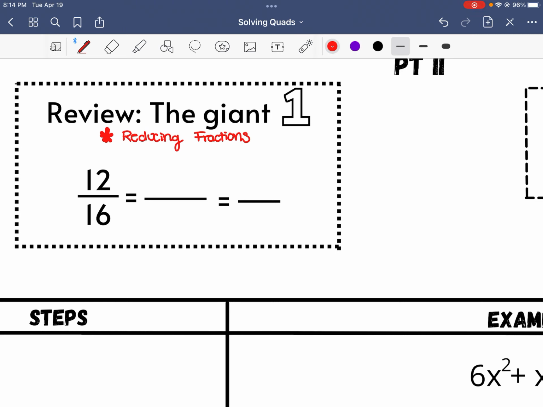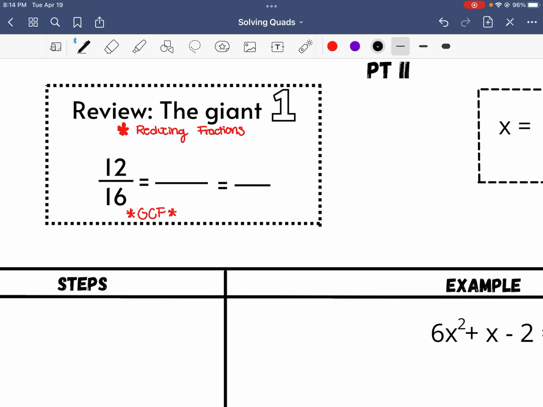So in order for me to be able to reduce this fraction, I need to use the greatest common factor. This is something hopefully that's ringing somewhat of a bell. So what I'm going to do is look at the numbers 12 and 16, and look at what numbers make 12 in terms of multiplying. Only multiplying. So 1 times 12 makes 12. 2 times 6 makes 12. And 3 times 4 makes 12. And that's it. Hopefully you have a multiplication table in front of you if you need it. If not, that's also cool.